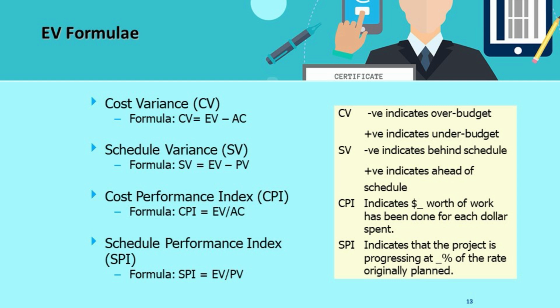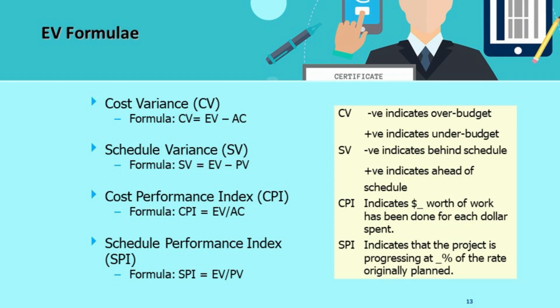Cost variance talks about the difference between earned value and actual cost. Schedule variance talks about the difference between the earned value and the planned value. The cost performance index is a ratio of earned value to the actual cost, and schedule performance index is the ratio of earned value to planned value.